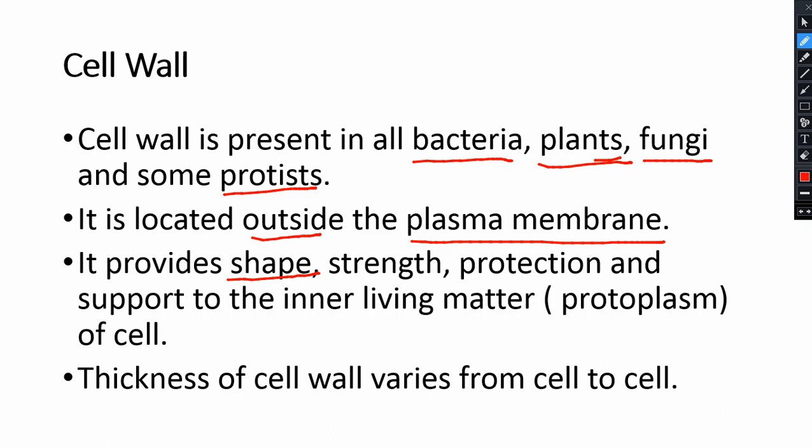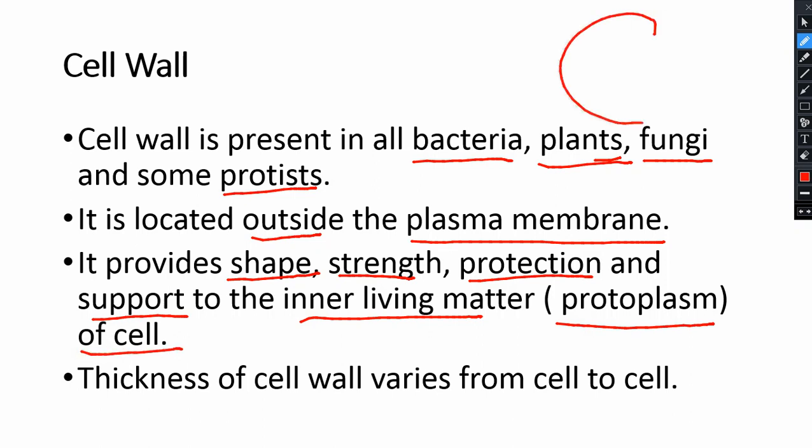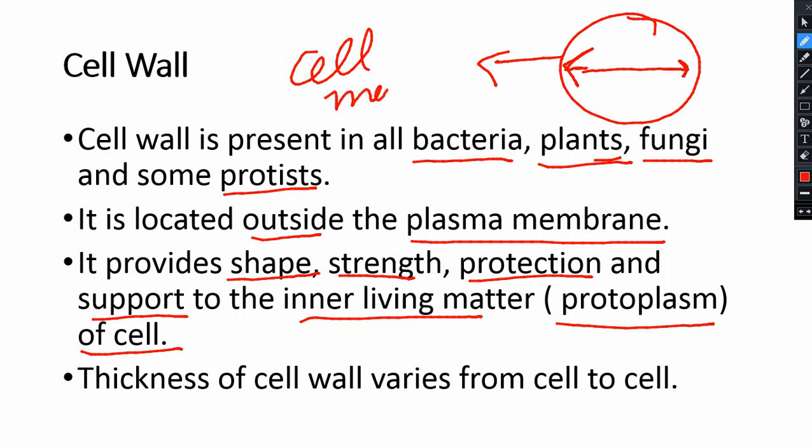It also provides strength and protection, and it also supports the inner living matter. I will explain that in a diagram. Protoplasm is everything inside the cell membrane, whatever the area is, that is called protoplasm. It includes the cytoplasm, nucleus and all other organelles. So this is the boundary and this is our cell membrane, and inside the cell membrane, whatever the components are, we call that protoplasm.